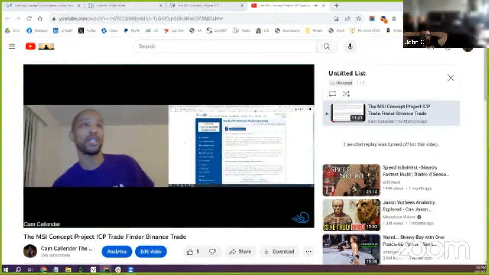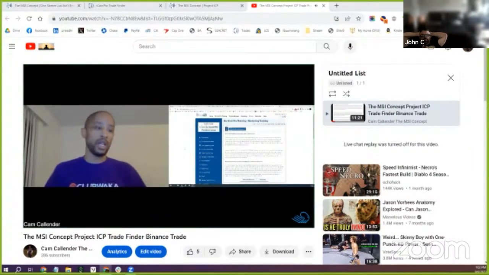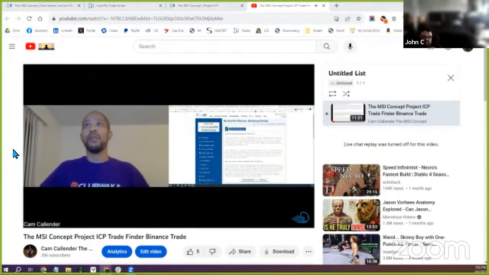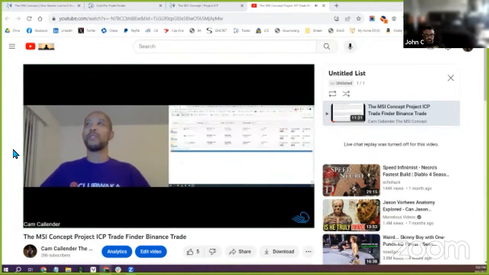So there's a lot of information that Project ICP provides and what we're doing with the MSI Concept and iCoin Pro. So I do want to go into the Trade Finder and show you what's happening with this system and how we're using it with Binance.us. We have that set up and have a couple of different trades that we're going to be looking at, because I'm getting alerts right now for some potential trades that are available. So I definitely wanted to hop on and do a quick video with the trades that are popping up.